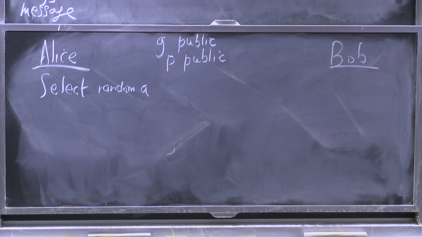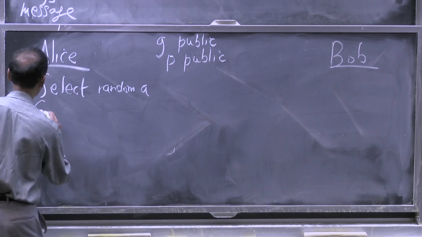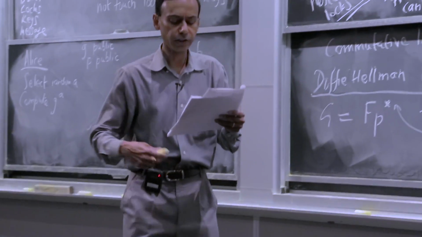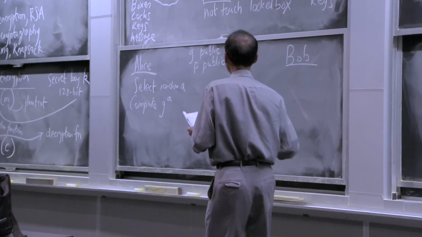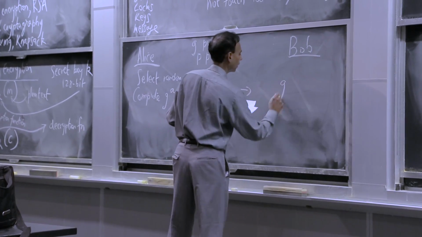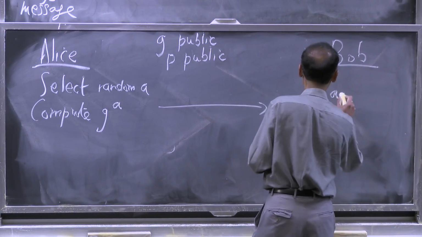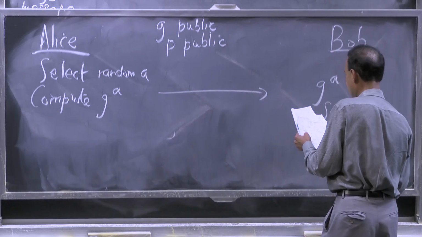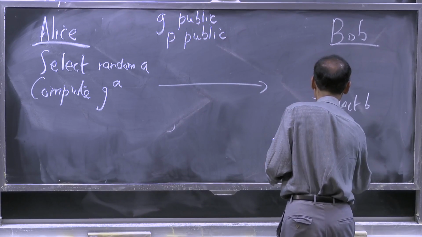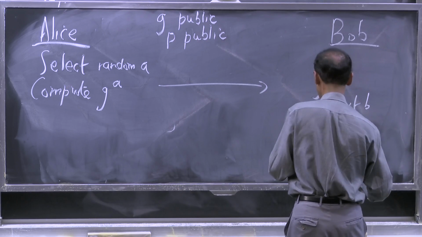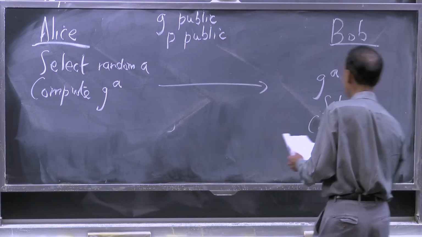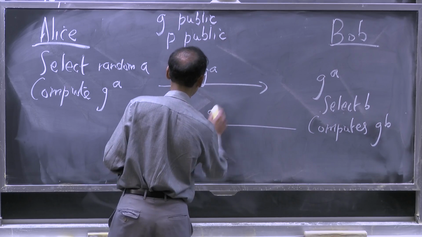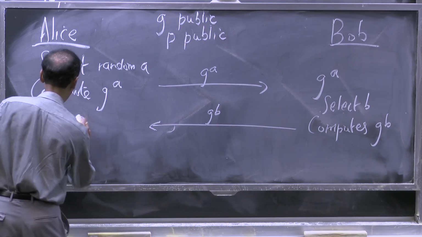And Alice is going to select A, which is random, and compute G to the A. And this is in the finite field, capital G, so you're going to do your mods. And she's just going to send over G to the A to Bob. Now what Bob does is select B and computes G raised to B and sends that over. So G raised to A is being sent over, G raised to B is being sent over to Alice. So Alice gets G raised to B.